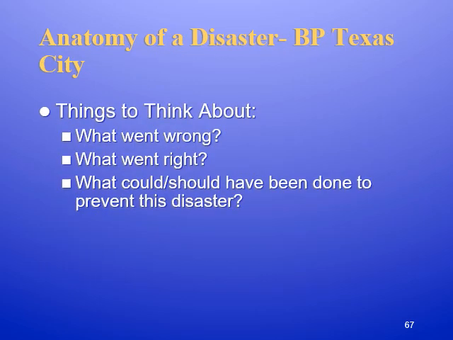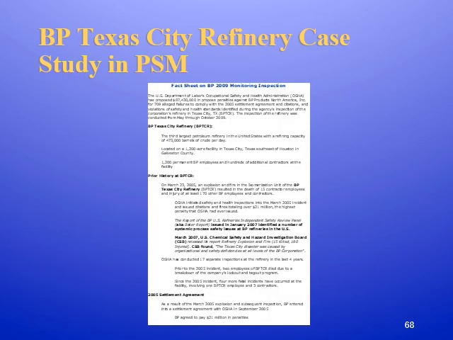So, what goes wrong in a disaster? We want to think about what went wrong, what went right, and what should have been done to prevent this disaster. So, what was cited in the refinery? The U.S. Department of Labor proposed $87 million in penalties against BP.